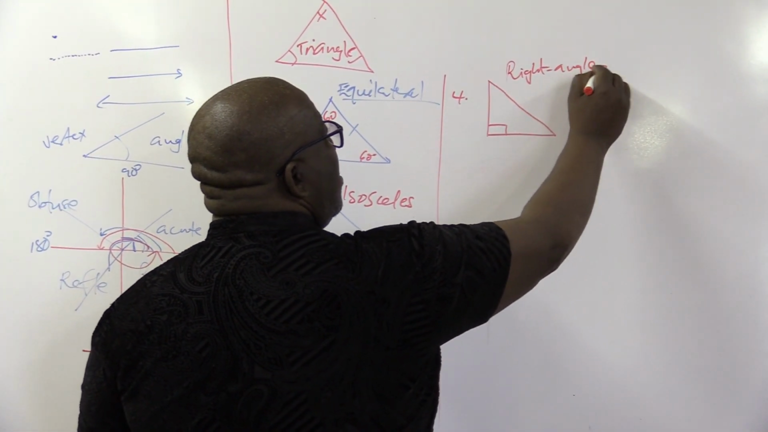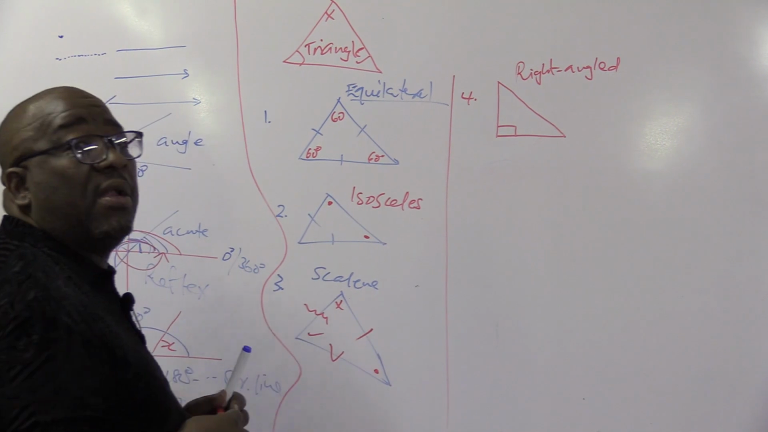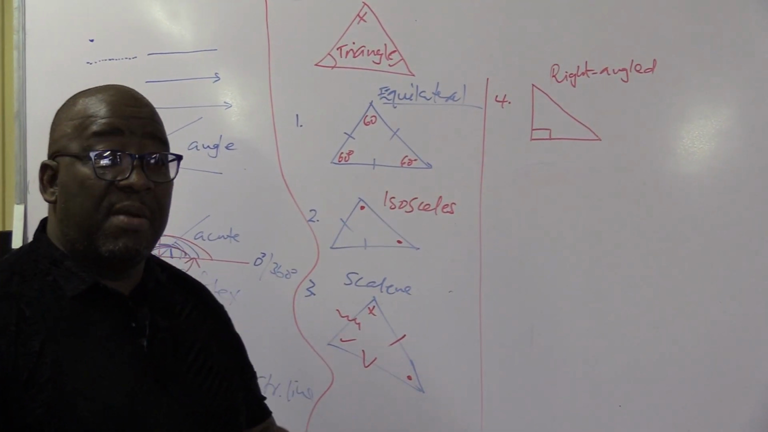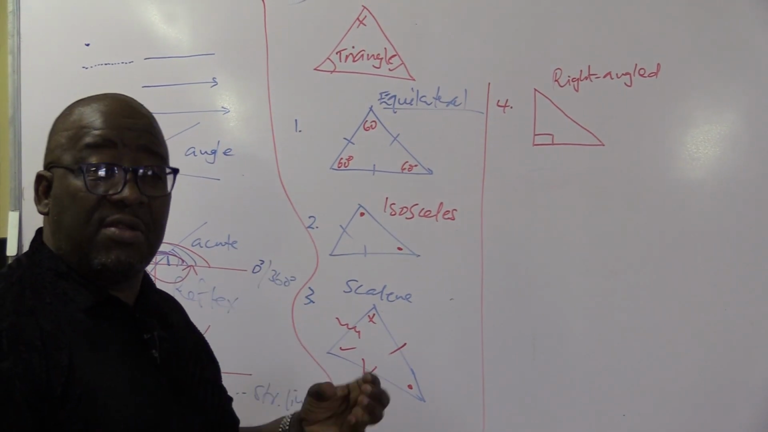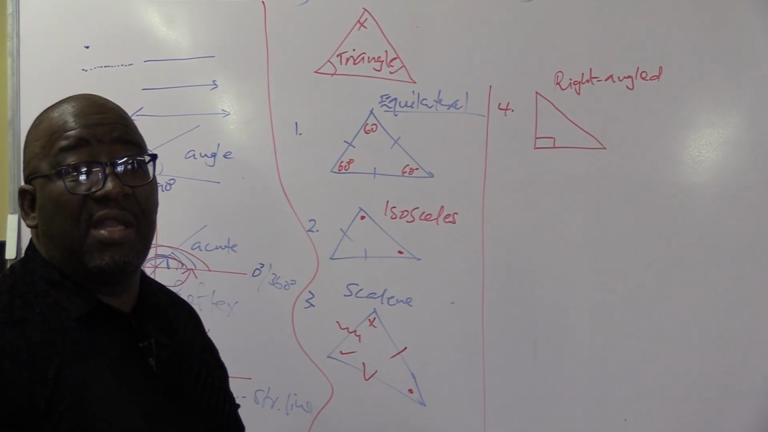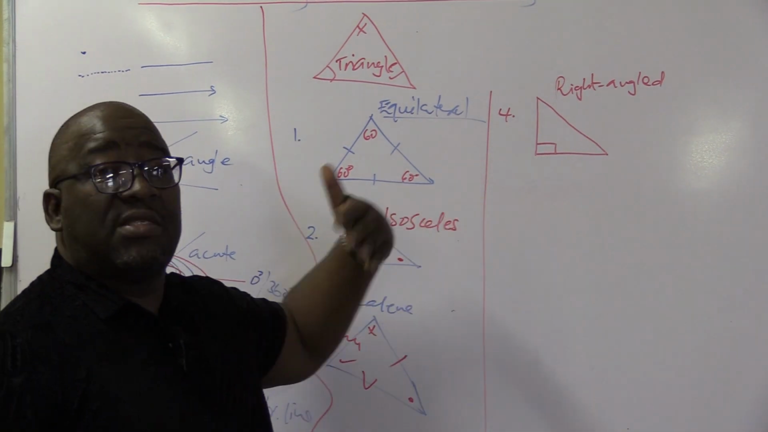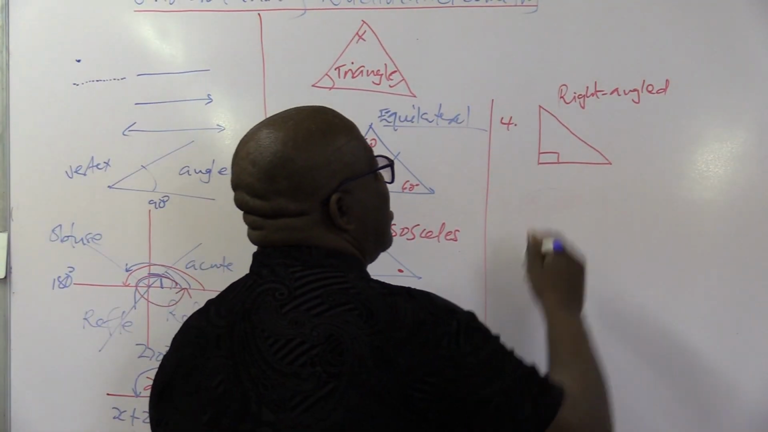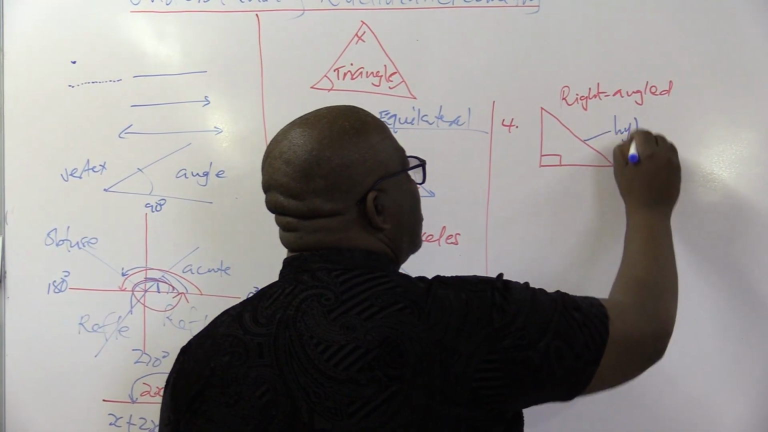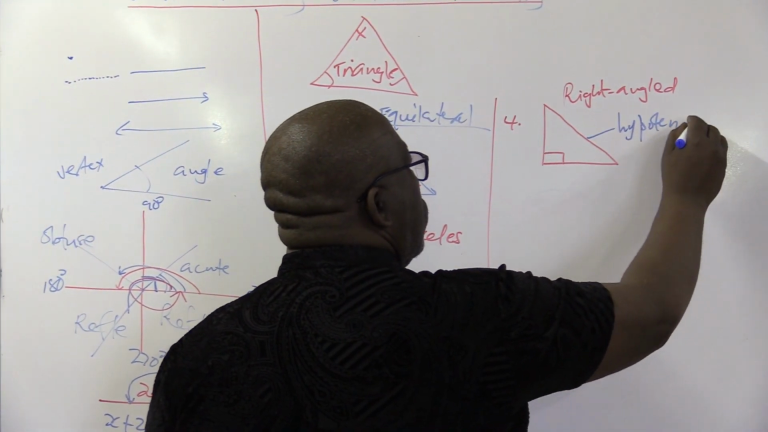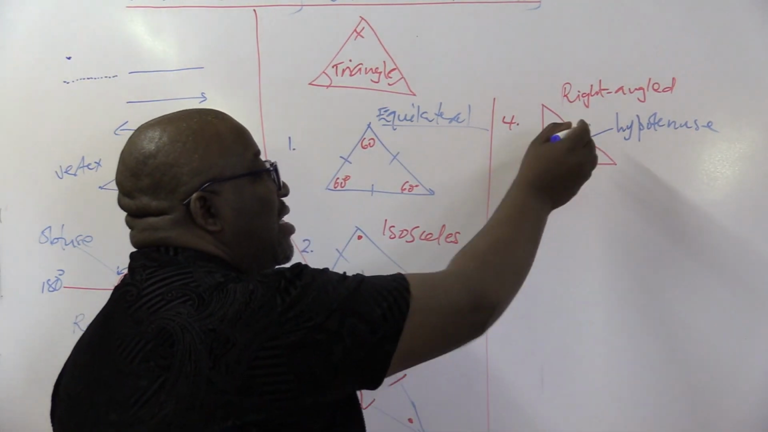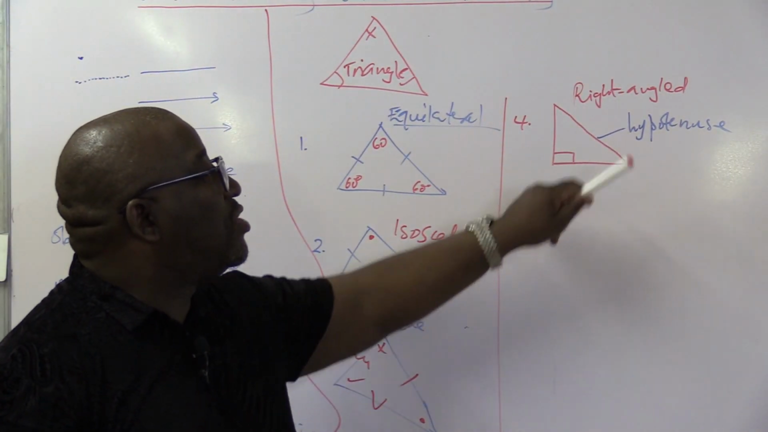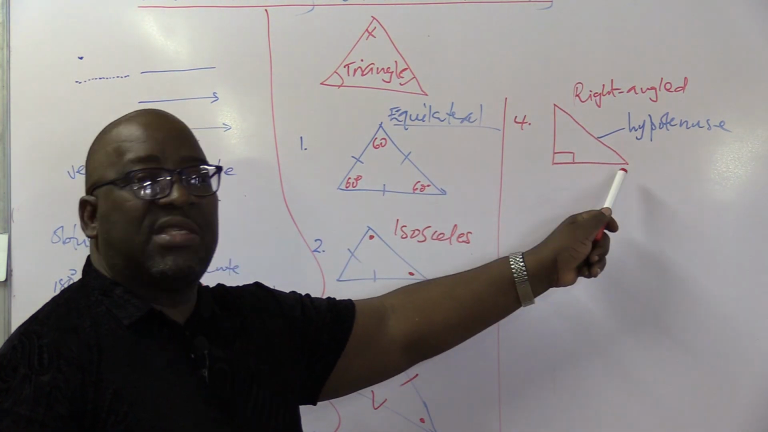This is a very important type of triangle, because this is the triangle that gives us the theorem of Pythagoras. Remember, you will use it a lot in your Euclid as well as in your analytical geometry. What is it saying? This side is called the hypotenuse. It is the side opposite 90 degrees. Out of the three sides that form this triangle, this will be the longest side.